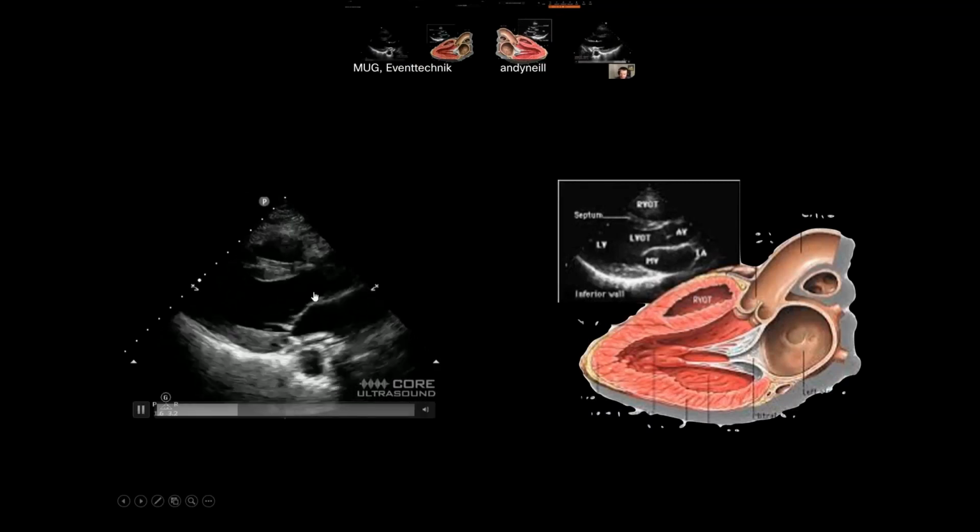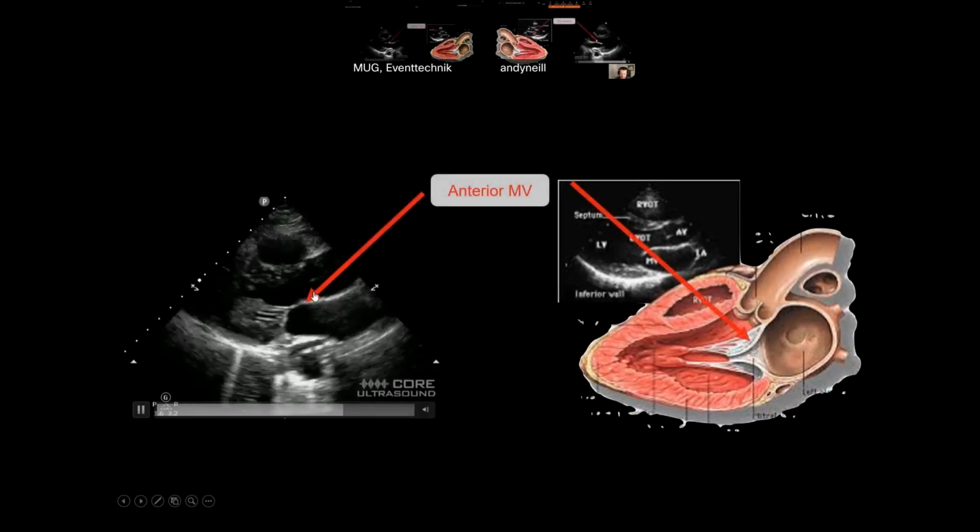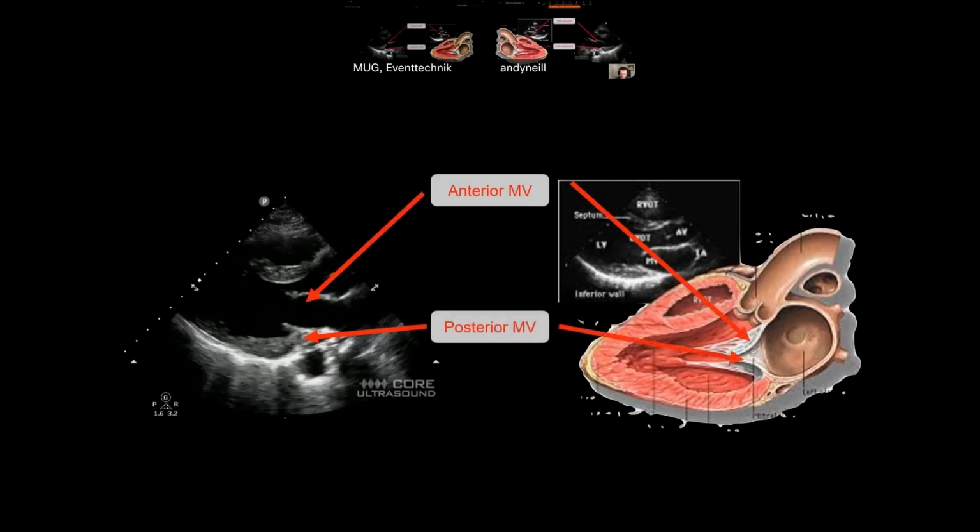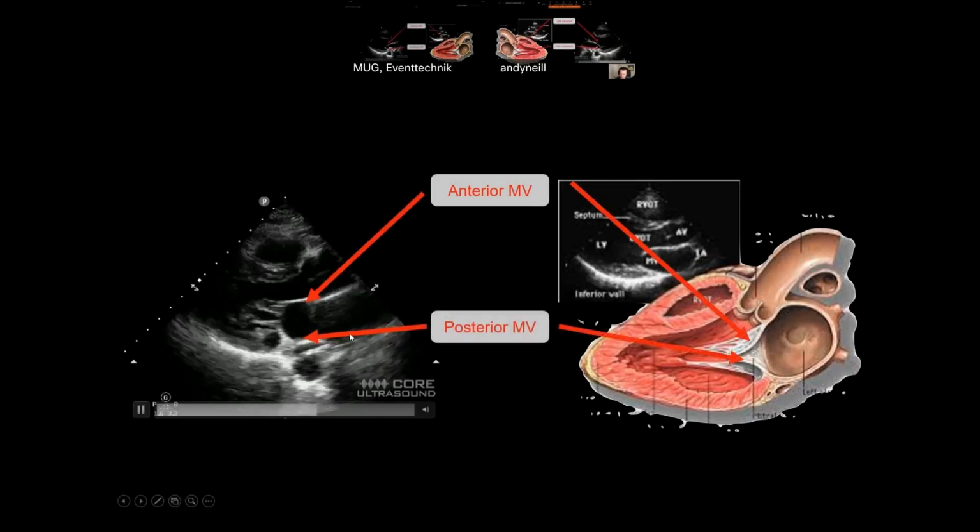It's got two leaflets. They are cleverly named the anterior leaflet and the posterior leaflet. So that makes them fairly easy. One's more anterior than the other one.